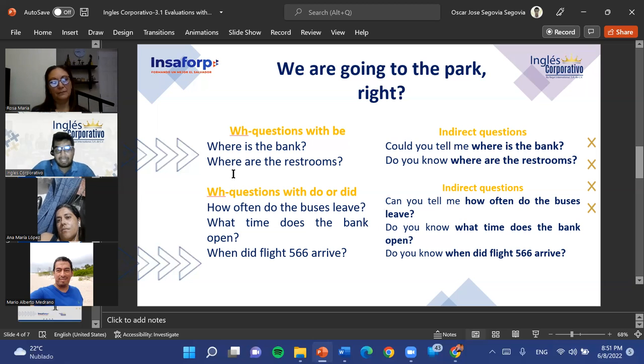Now, another case here, where are the restrooms? Where are the restrooms? Y por lo que les menciono bastante el caso de las ciudades, porque esta sección se refiere mucho a eso, al desarrollo de los problemas que se pueden tener en una ciudad. Pero bueno, siguiente. Where are the restrooms? Sí, ¿dónde están los baños?